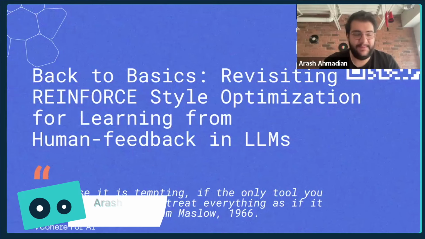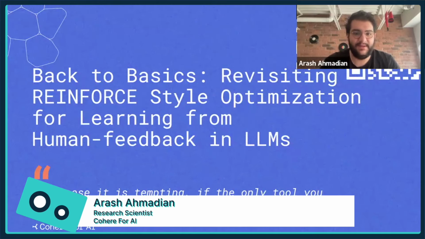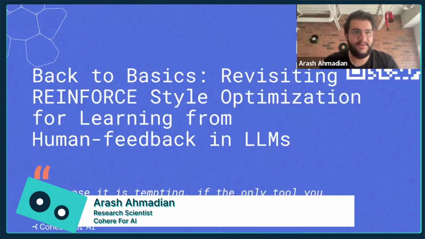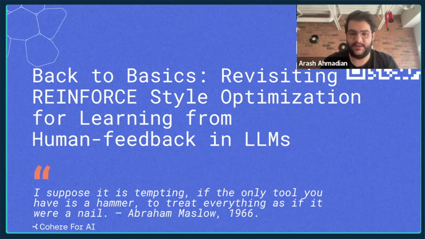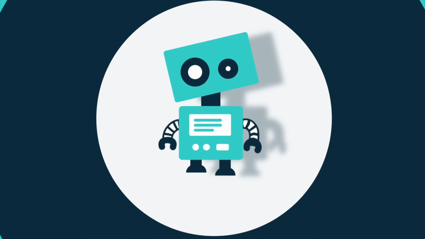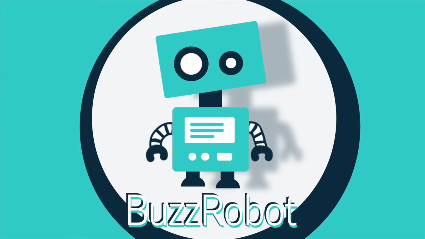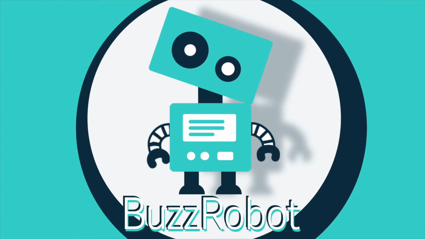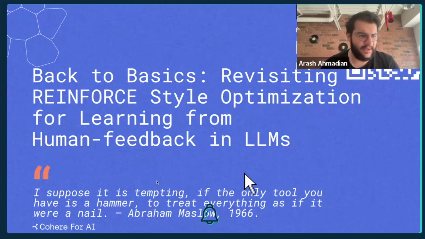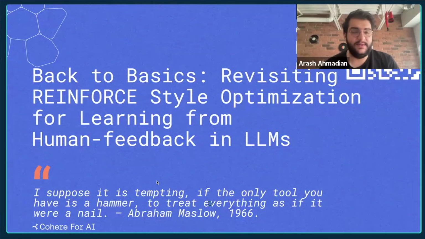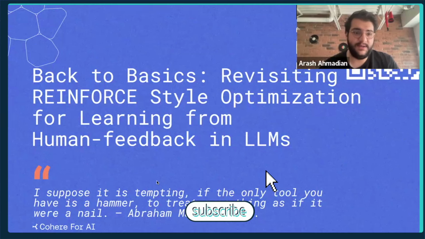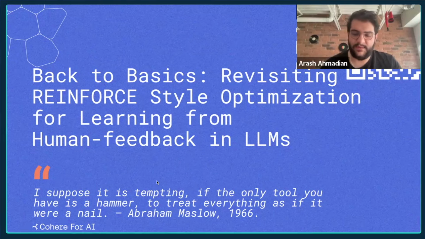The main topic of this talk is going to be about revisiting REINFORCE, which is an old school reinforcement learning optimization algorithm, and repurposing it for RLHF of large language models. I did this work as part of a residency program at Cohere for AI called the Research Scholar Program, towards the end of my term there. It was a joint effort between Cohere for AI and Cohere.